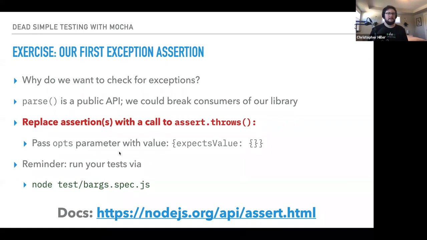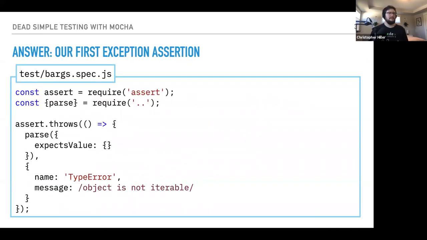Okay, so again, if you've done this correctly, what should happen when you run it is nothing should happen. That's your passing test. If you did something wrong, you're probably going to get an exception. But this is what I came up with. So your bargs.spec.js should look like this now.